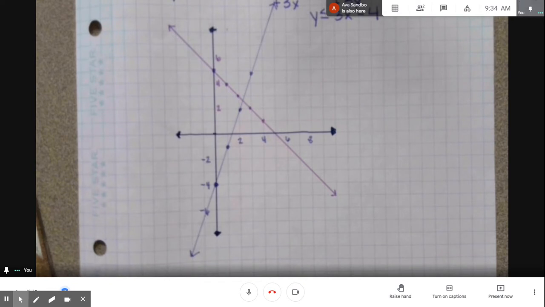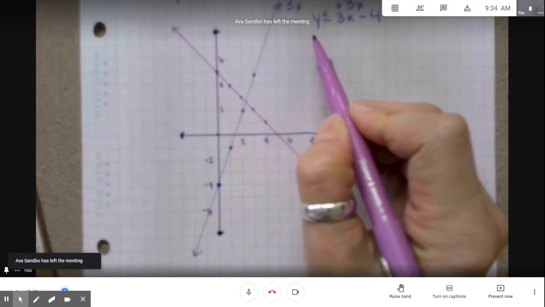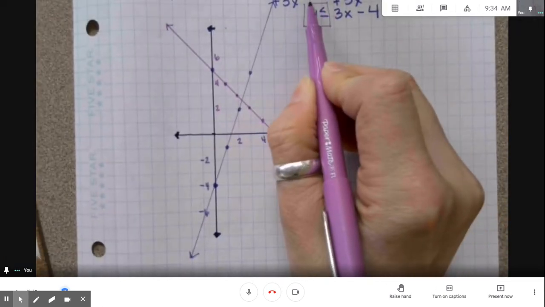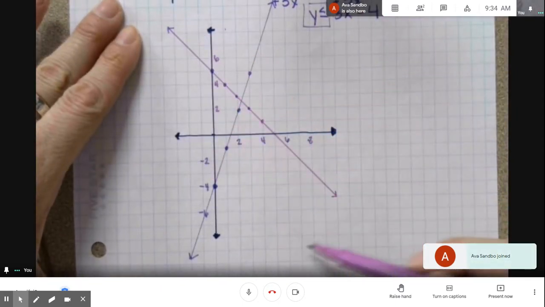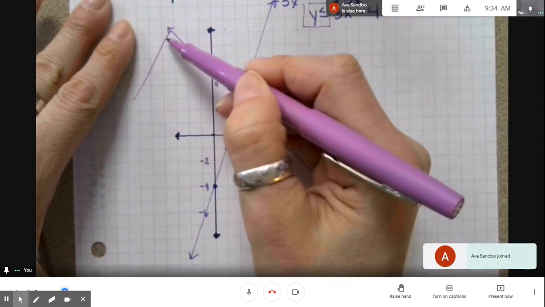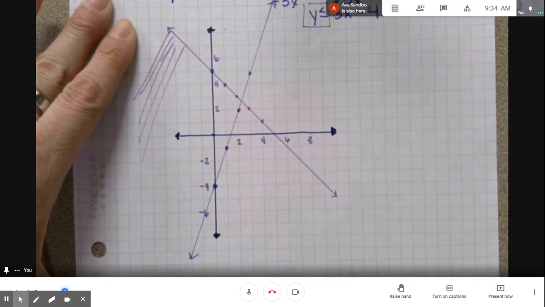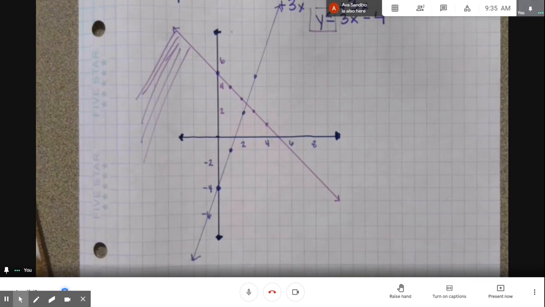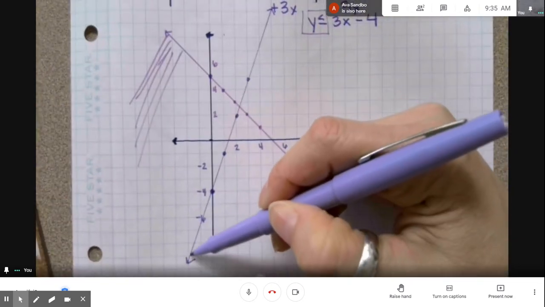And then remember when you're doing your shading for a line like this, if y is isolated and y is less, that means you shade below. So the shading for this one would be a shade below. Wait. No, it's the other. I think it's the other. Oh, see, I knew it! This one is the shade below.